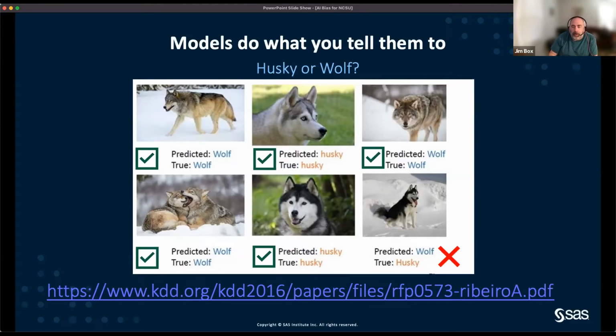And of course, what you could have done here to mitigate that is gone through and taken these images and blurred out the backgrounds, and then built a model that way to see what would happen.